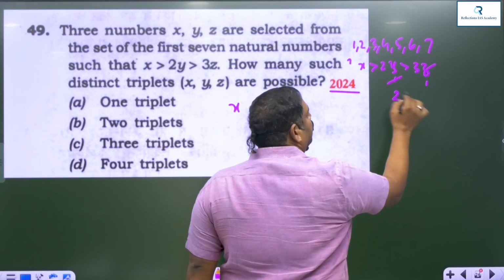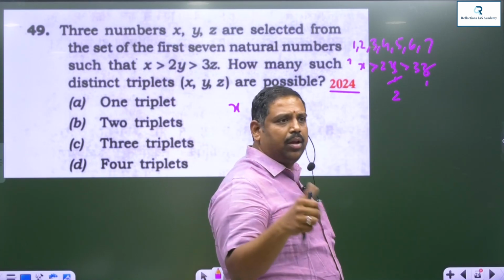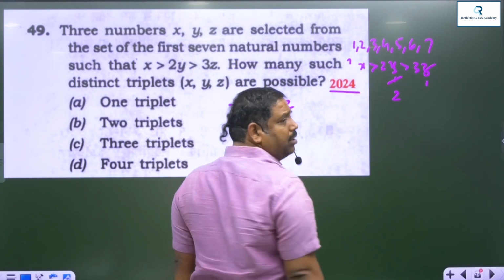Okay, 1 is not a possibility. 2. 2 2s are how much? This is 3. Satisfied. If it is 4, this is 4. This should be more than 4, right?